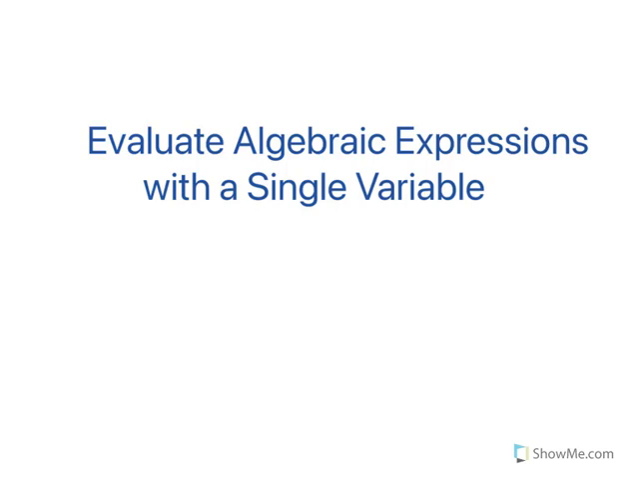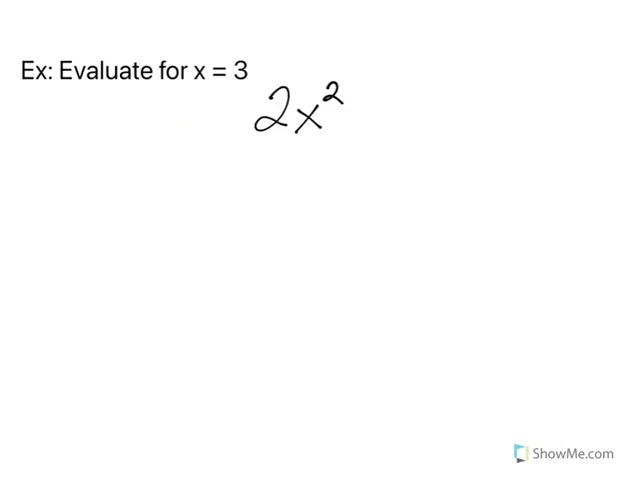Let's evaluate algebraic expressions with a single variable. So let's start. Let's evaluate for x equals 3 when our expression is 2x squared. Now, I'm a big fan when I substitute in that I always put my number in parentheses. This helps me keep track of what I put in and where does it go. So let's go ahead and do that.